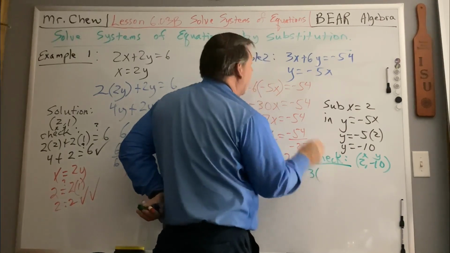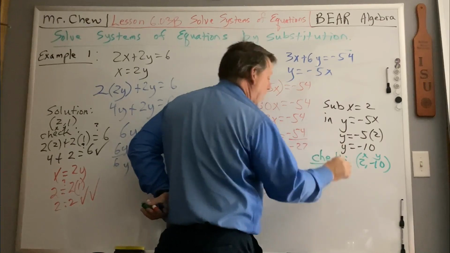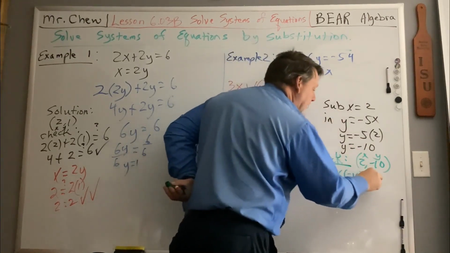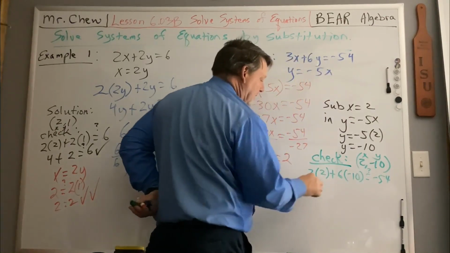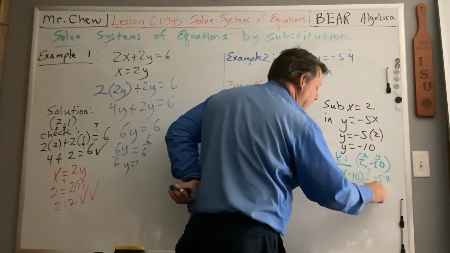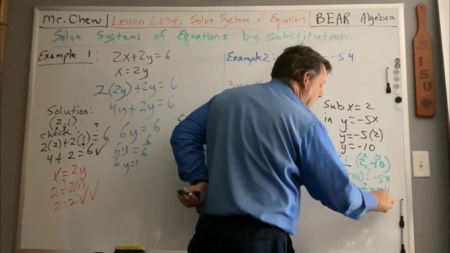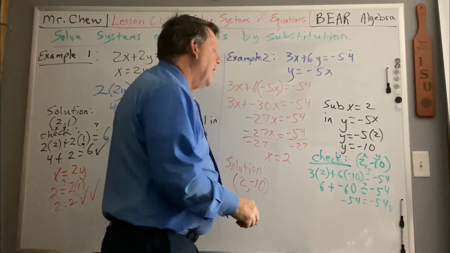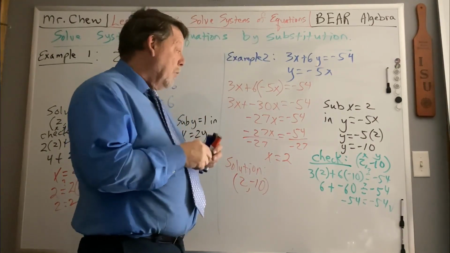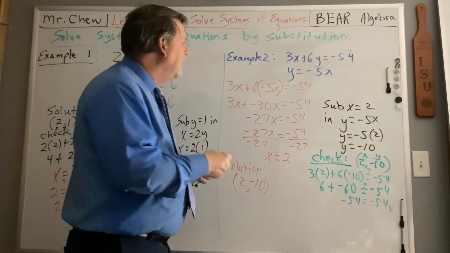So let's go to the top one. 3 times my x value, which is 2, plus 6 times my y value, negative 10. Does that equal negative 54? 6 plus negative 60. Does that equal negative 54? Sure does. So what does that mean? That means the point (2, negative 10) would be on this line when I graph it. But we don't know if (2, negative 10) is on the second line until we check it.